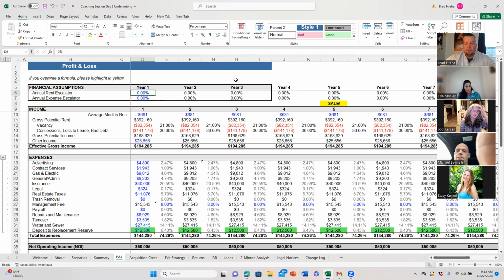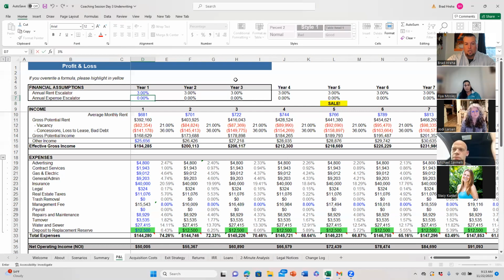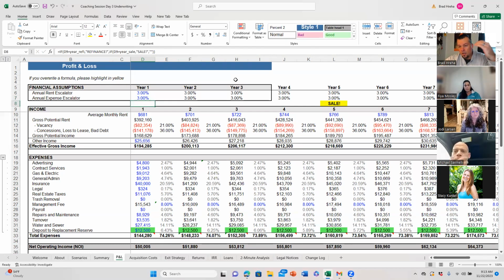So for the sake of it, for normal underwriting, we're just going to leave it at the 3% increases. Again, this is going to depend on your market and how much you look into your market. I just know what's going on in Charlotte right now because that market was so hot and it's on the decline, which is actually a great thing when you want to start buying there. So we know that our gross potential rent here is $392,000. We have a ton of vacancy, and we have a ton of concessions, loss of lease, and bad debt. Does everyone understand the difference between these three?